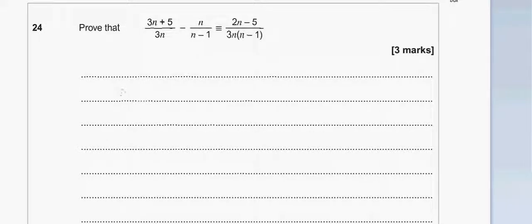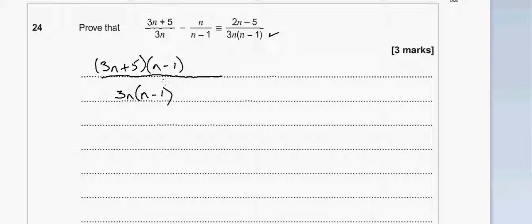Now rather than multiply out, I'm just going to go 3n multiplied by n minus 1. And you can see there that we've already ticked that box. Okay? Because that times that will give us our common denominator. So now what we need to do is this. 3n will go into this n minus 1 times. So I've got to multiply 3n plus 5 by n minus 1.